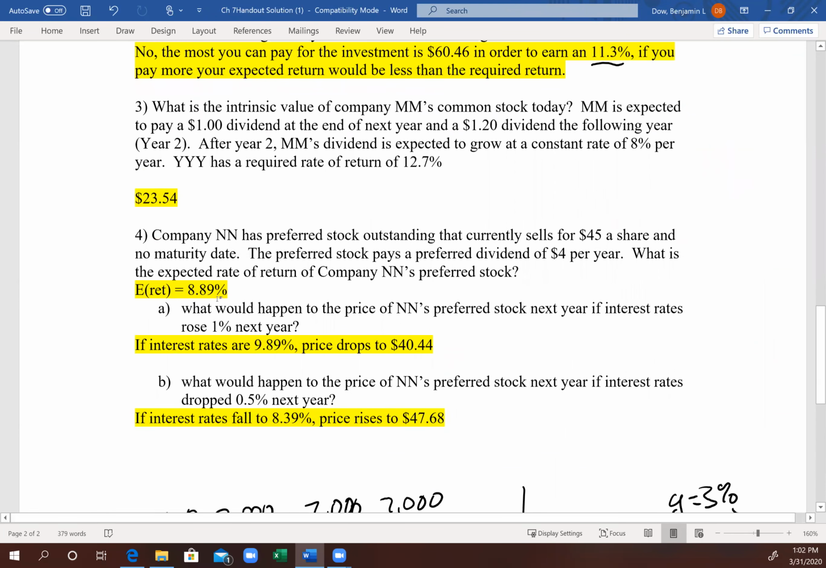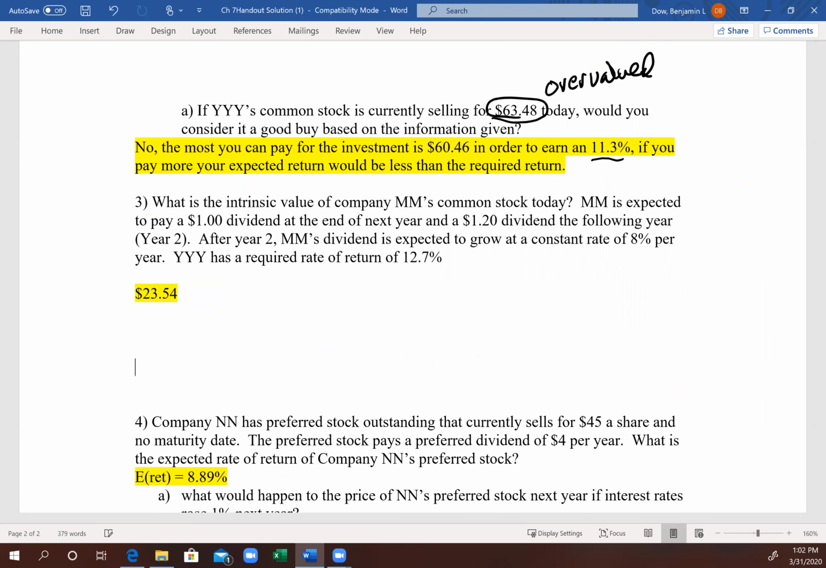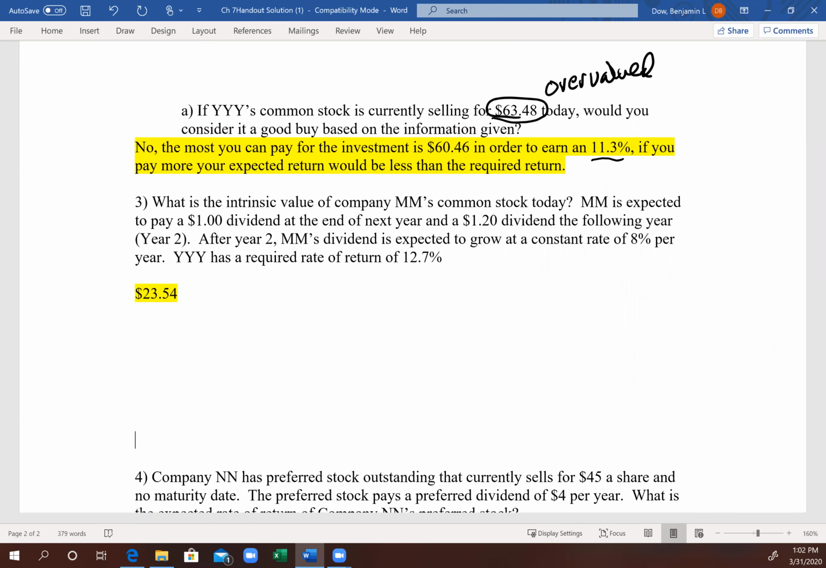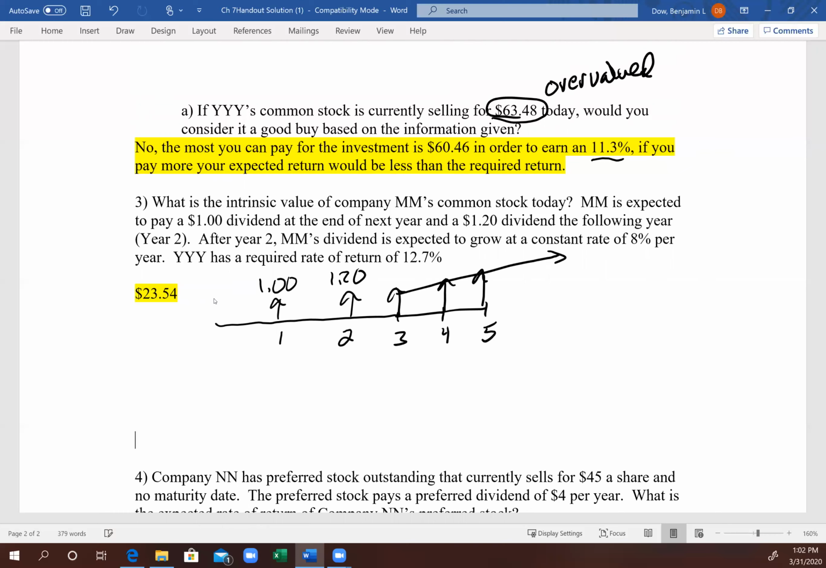And let's look at what happens when we've got a model in which we expect the dividend to be $1 next year, then $1.20 in year 2. And after year 2, we have a constant growing perpetuity. And the growth is 8%.